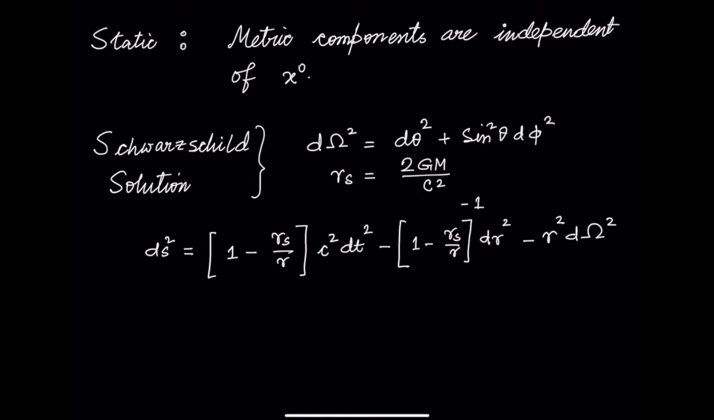M is supposed to be the mass of the body of which this is the solution, and obviously we are not looking at a place where T mu nu is non-zero. We are looking at a place where there is no mass, but outside the massive body, this is the solution. This is called the Schwarzschild radius.